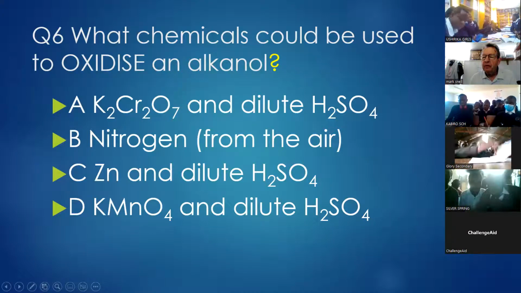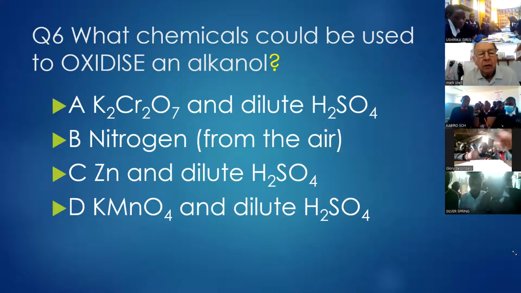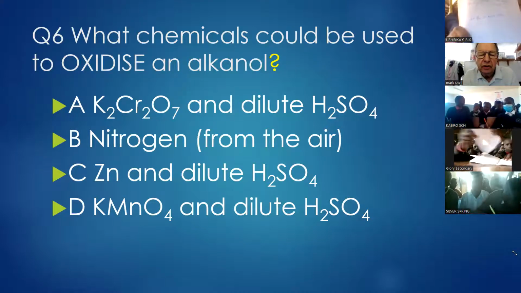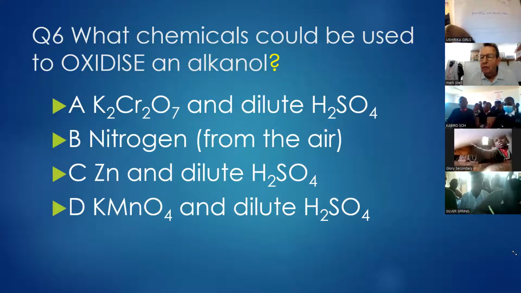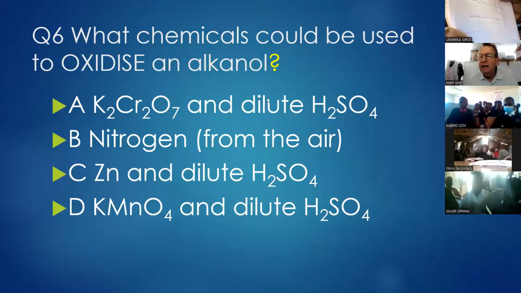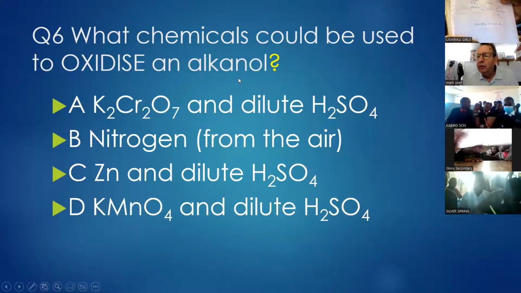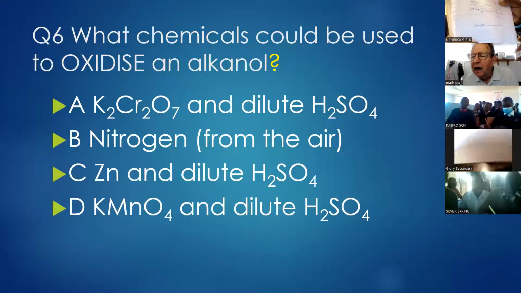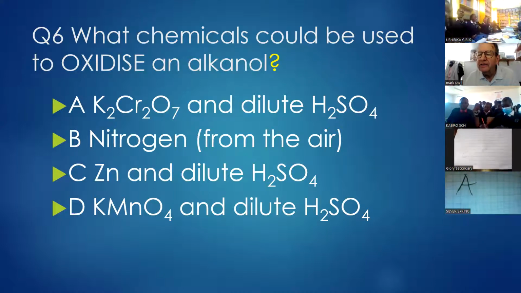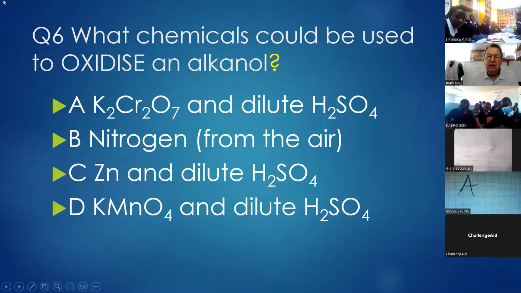Okay, so what do we think? What could we use to oxidize an alkanol? K2Cr2O7, nitrogen, zinc, KMnO4. We've got some answers coming in. A, B, C, D. We've got a right answer for Ushirika. Glory, hold it a little bit stiller. I can't see your writing at the moment. Silver Spring are going for A. Gloria going for C.